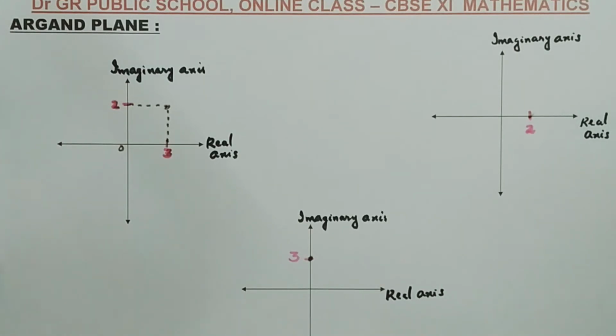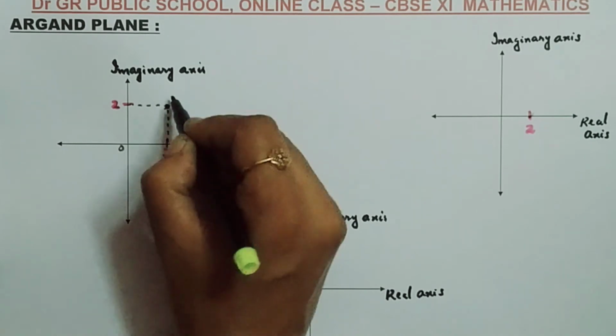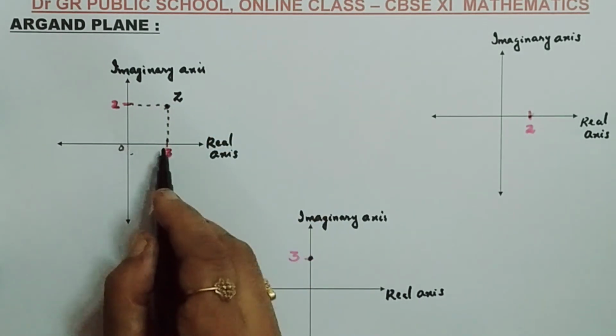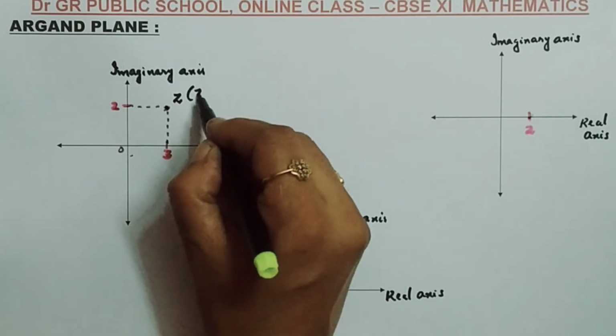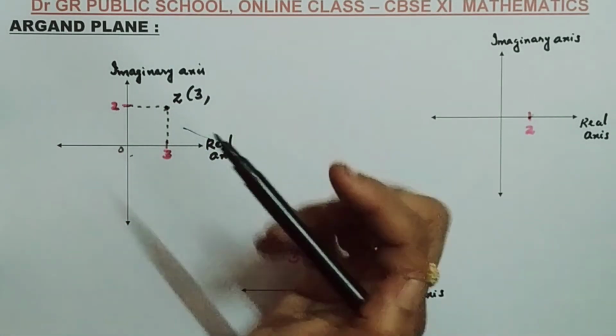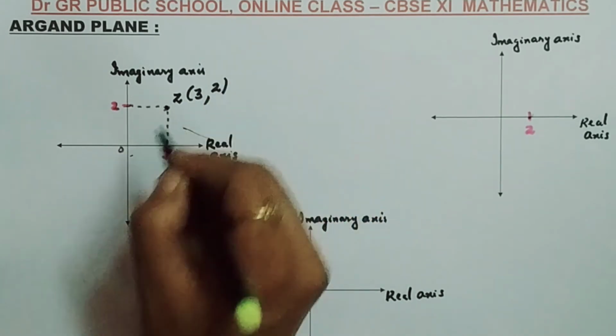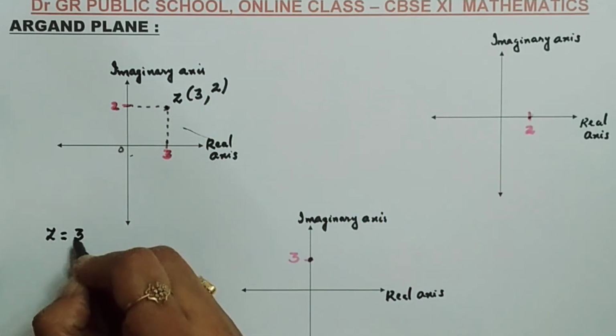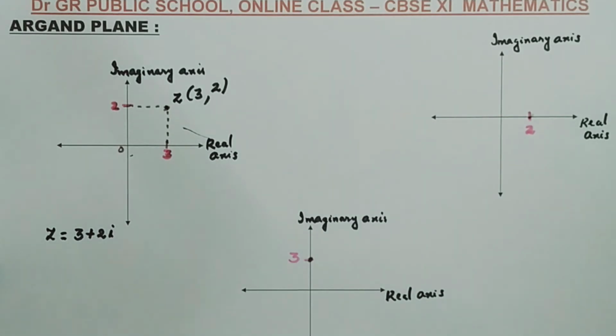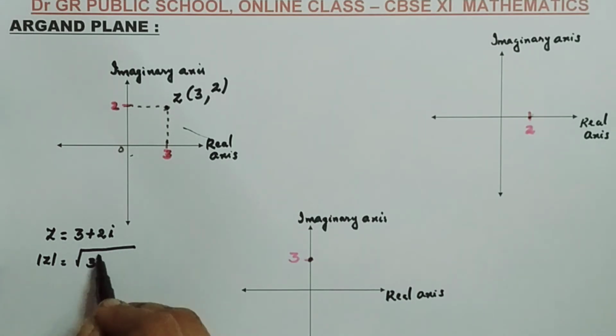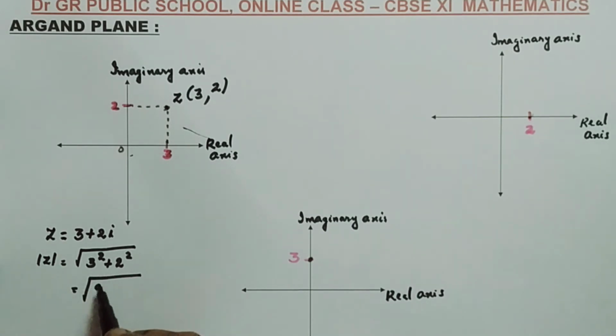Consider this Argand plane in which the x-axis represents the real axis and the y-axis represents the imaginary axis. If I take a point Z here, in the real axis the value is 3 and in the imaginary axis the value is 2. So this represents the complex number Z equals 3 plus 2i. I am going to find the modulus of Z. Mod Z equals the square root of the real part squared plus the imaginary part squared, which equals root of 3 squared, 9, plus 2 squared, 4, which is root 13.